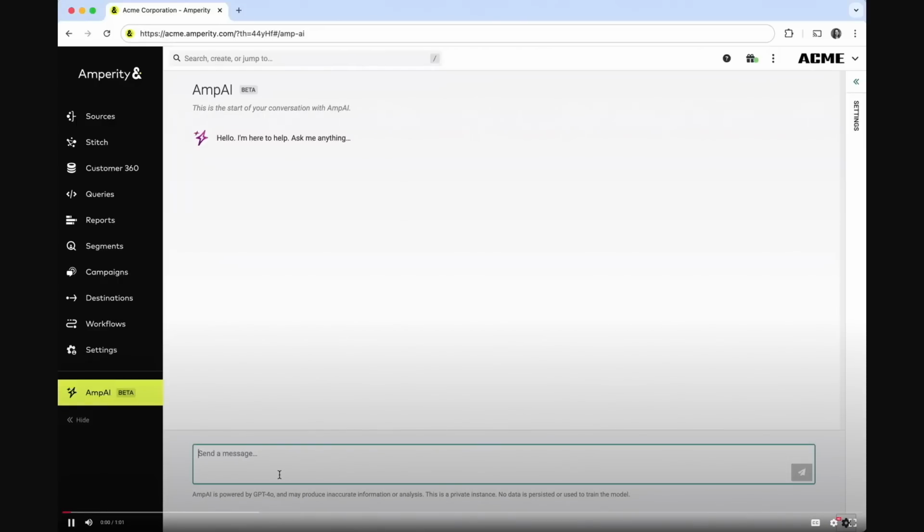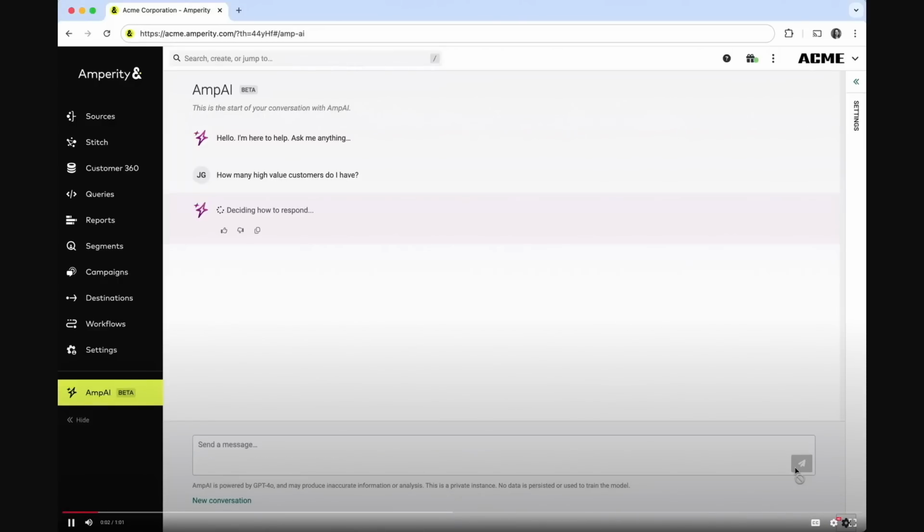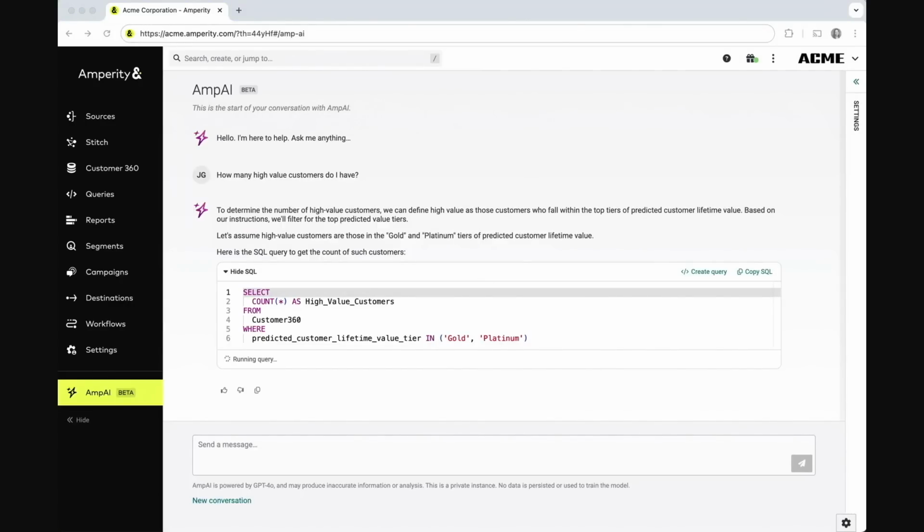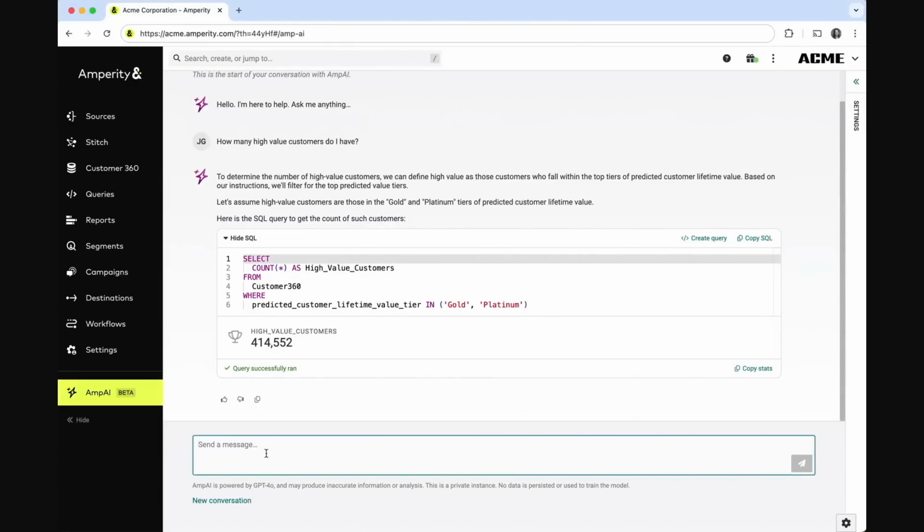OK, let's put a UI to a name. We're going to ask AmpAI 2 questions. The first is, how many high-value customers do I have? And then the second is, what products do they tend to buy around holiday? So under the hood here, there are 2 tool calls running, the distinct values tool call and also the tool call to pull the row samples. It's correctly pulled in platinum and gold from the predicted customer lifetime value tier. And we can see there are about 414,000 of these customers.